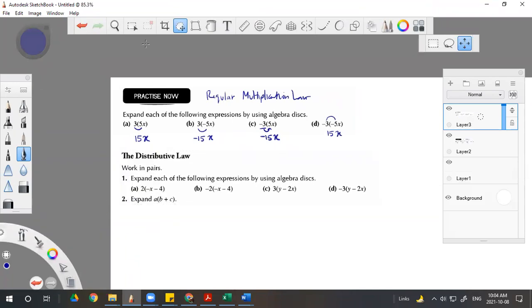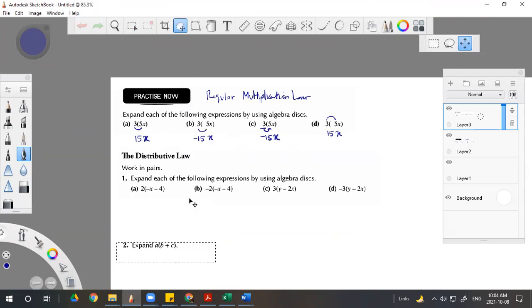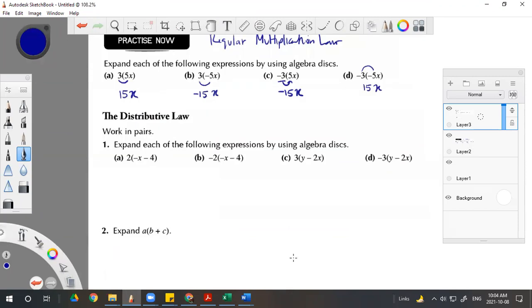Okay, ini semua ada banget. Kita taruh di bawah dikit ya. So, I will give you the idea about distributive law. I call this a rainbow rule. Rainbow multiplication.